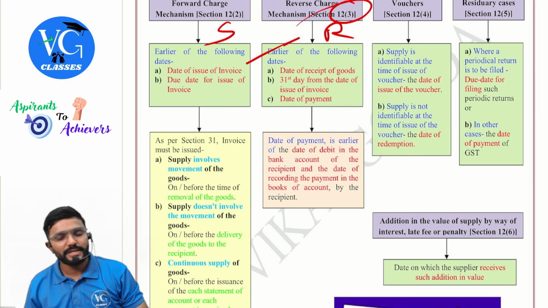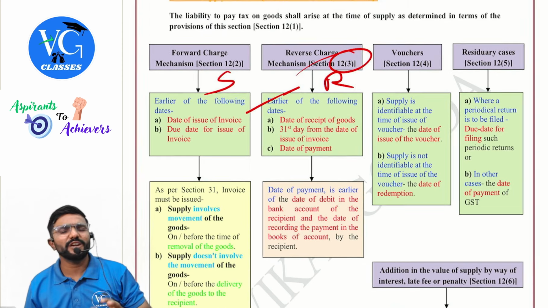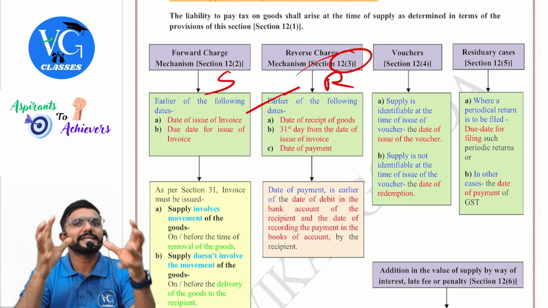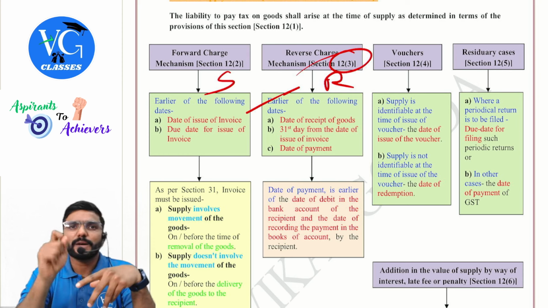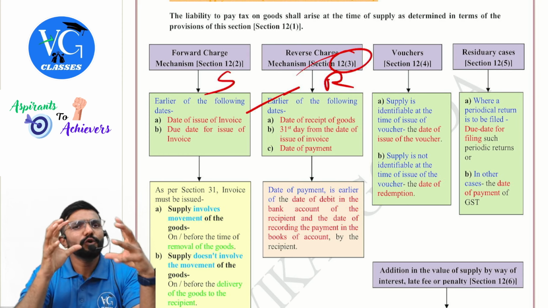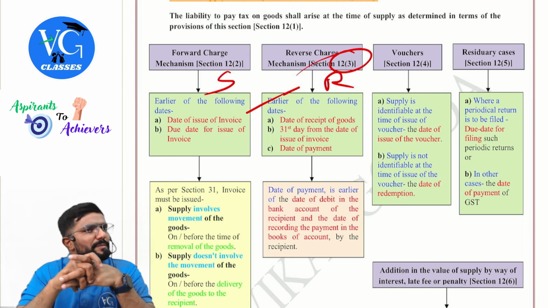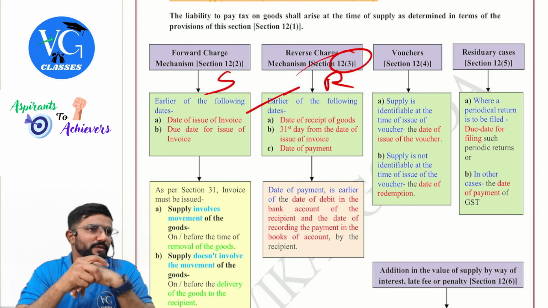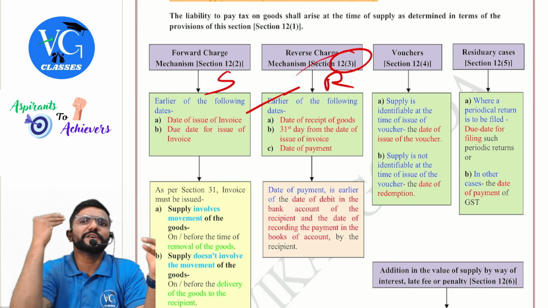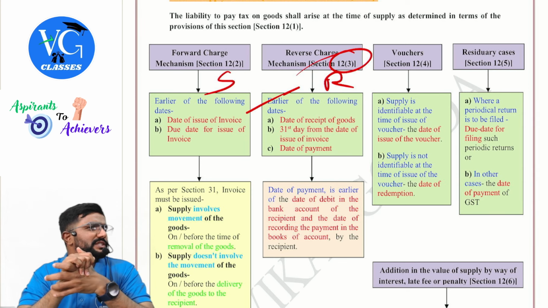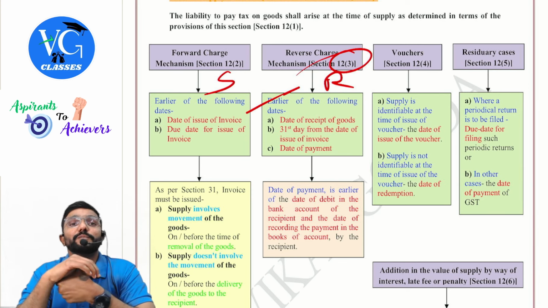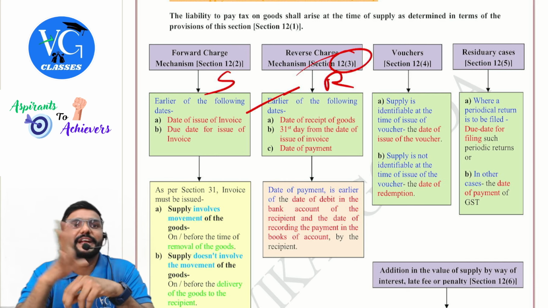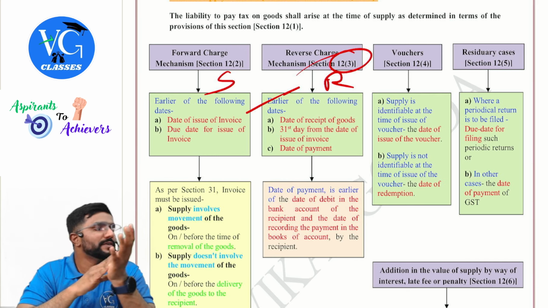Next, voucher. Guys, when there is a sale of a voucher or coupon which you can use to buy any goods, at the time of sale of the voucher, if supply is identifiable, means I know exactly for what purpose this voucher can be used, then what is the time of supply? Date of issue of voucher. No, sir, this voucher can be used for anything to be purchased. We don't know exactly for what purpose it will be used at the time of issue. So what would be the time of supply? Date of redemption.